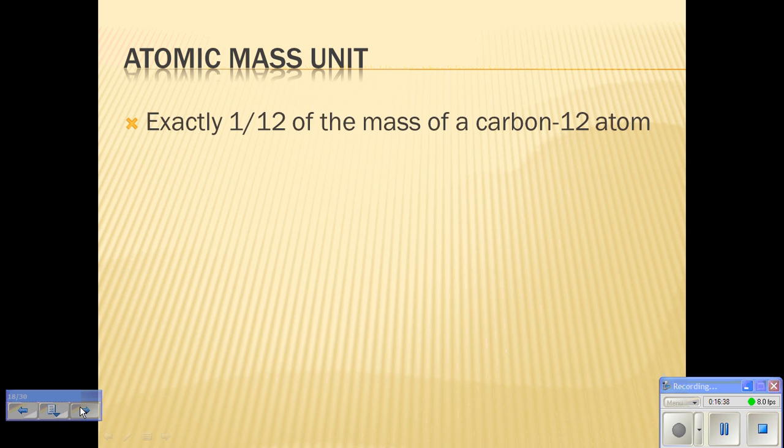So 12 divided by 12 is 1. So a proton and a neutron then are accounted for as one atomic mass unit, and our electrons are going to be accounted for as nothing because they're so small, we'll just be able to ignore those for our cases.